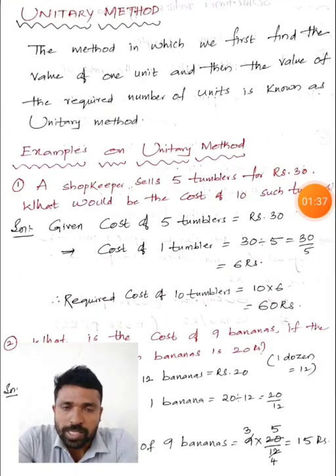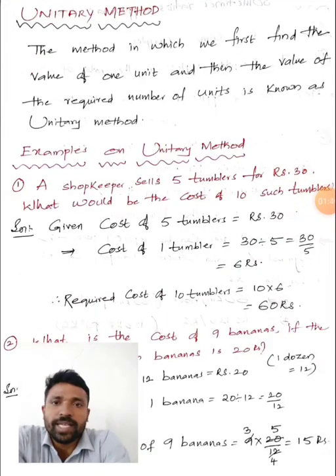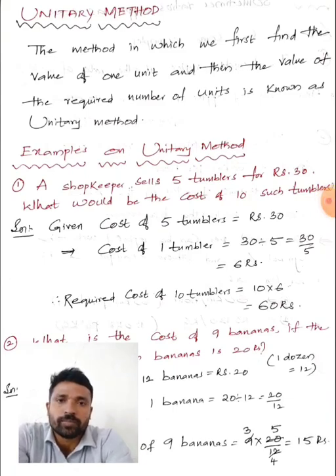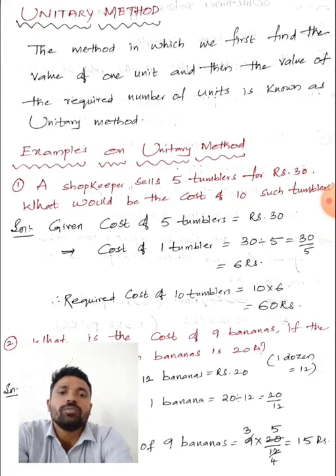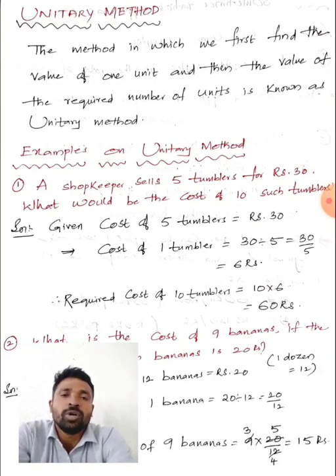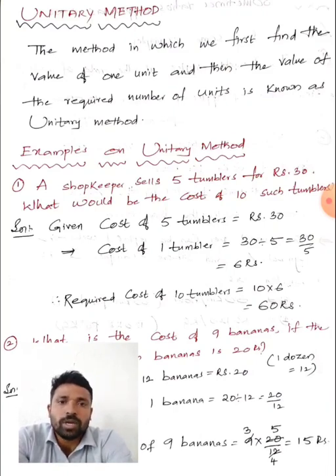Okay, now the other topic is the unitary method. As the name suggests, unit means 1. Means in order to find the required number of units, first of all we have to find the value of 1 unit. Then afterwards, we have to multiply that number with the required number of units. That was the definition. The method in which we first find the value of 1 unit and then the value of the required number of units is known as the unitary method. Means first we will find the value of 1 unit, then afterwards we will multiply with the required number of units. Now let us take some examples on the unitary method.